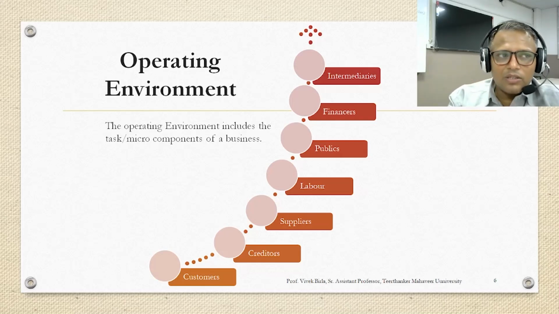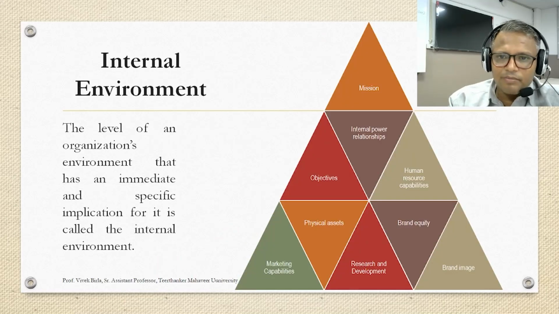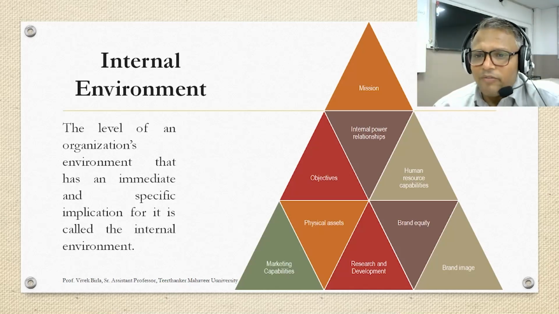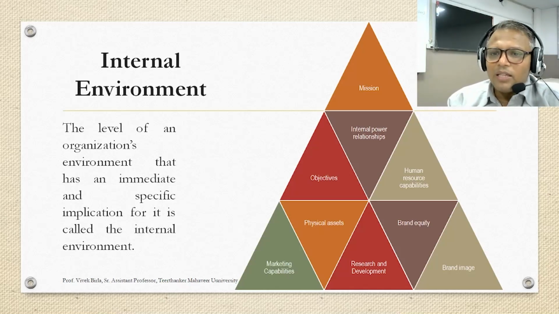Remember, all these factors are aligned with the company only. There is no second party or third party available. Customers, creditors, suppliers, labor, publics, financiers, and intermediaries play a very strong role in the operating environment picture. The third here represents the internal environment. The internal environment is the organization's environment that has an immediate and specific implication for it, and it is called the internal environment.